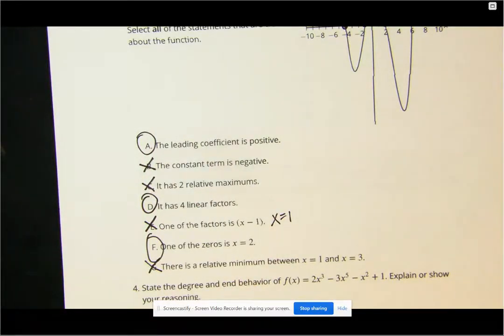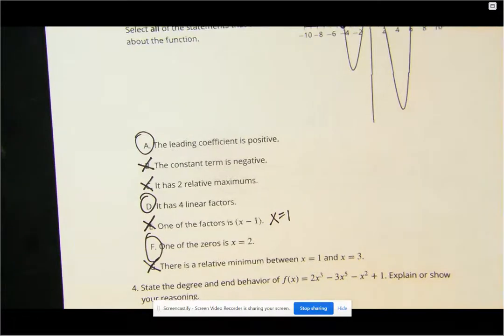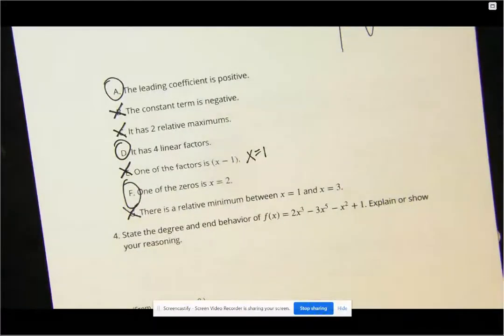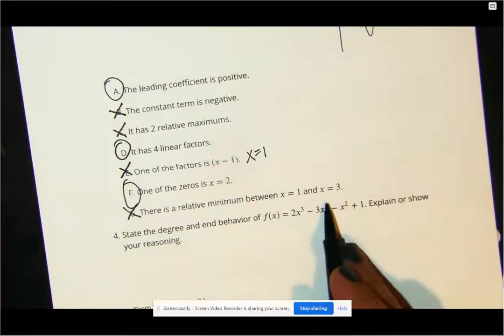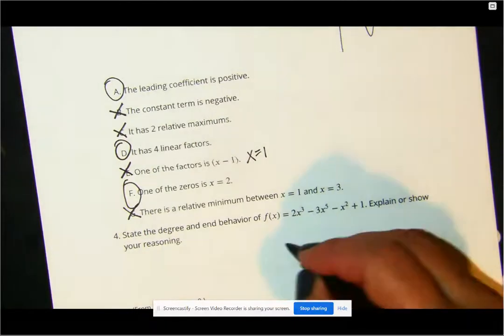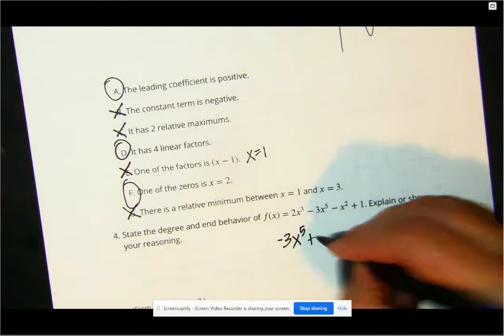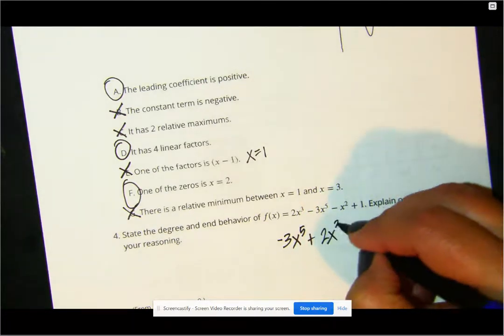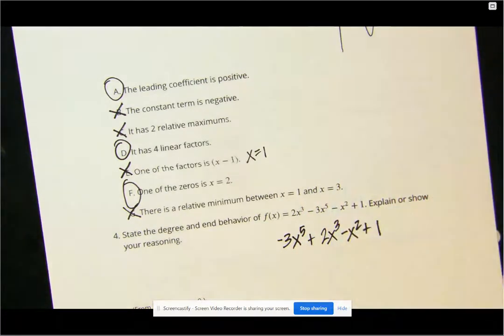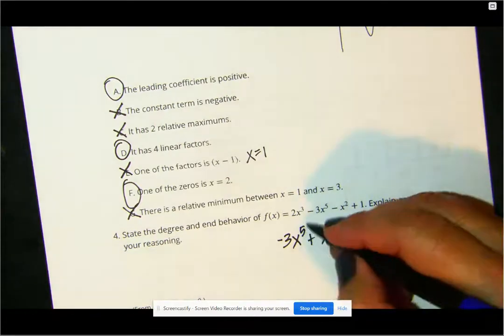Question 4, state the degree and end behavior of the polynomial. Explain or show your reasoning. So first time I looked over this, I didn't pay very close attention, right? We can't always assume they have it written in the proper order. The degree is the highest power. So it looks like this term, right? If you really wrote it in descending order, it would look like this. Okay. But so that's the degree.